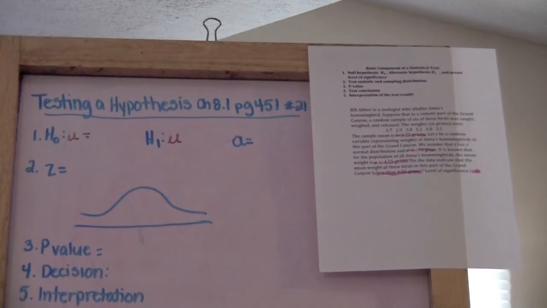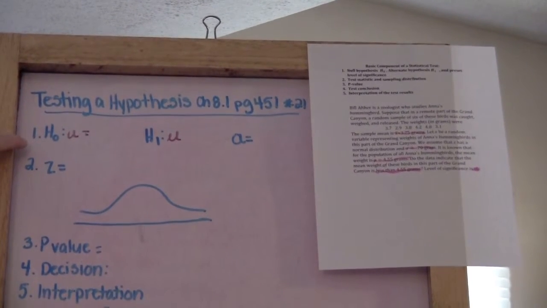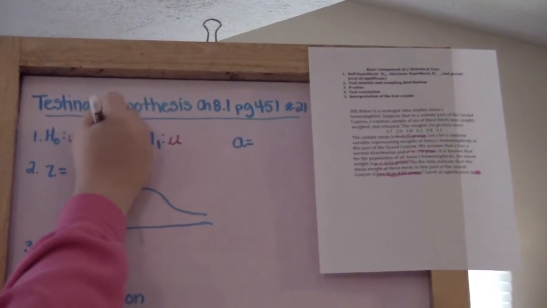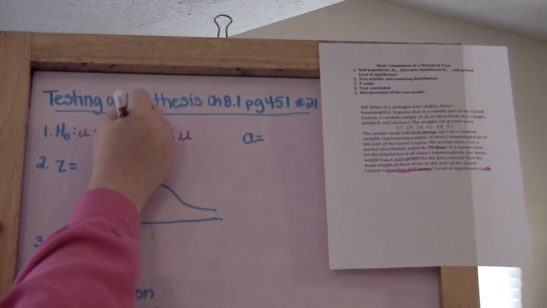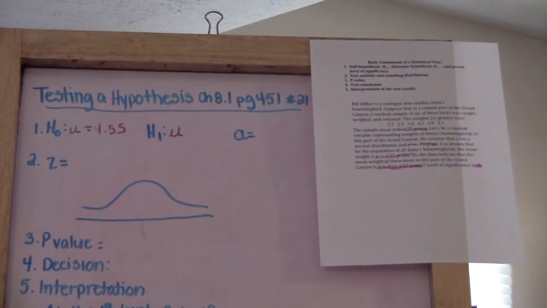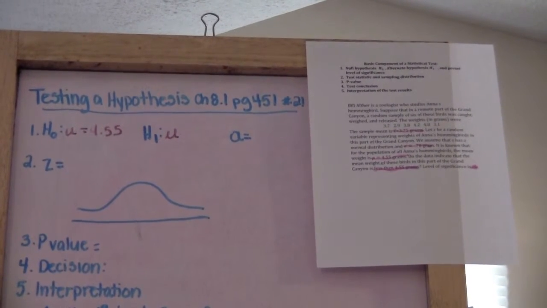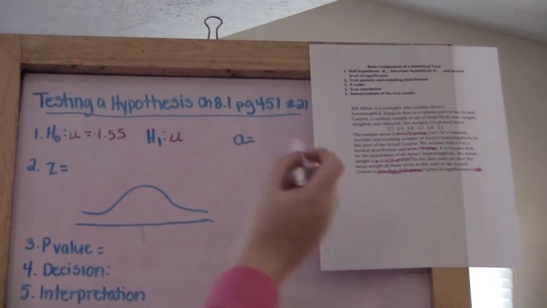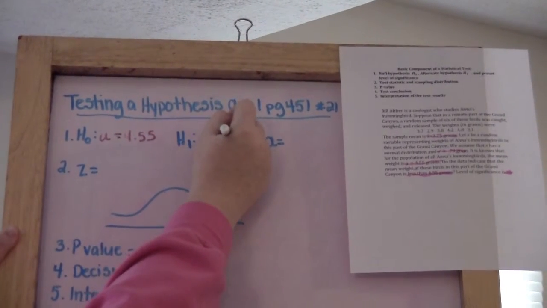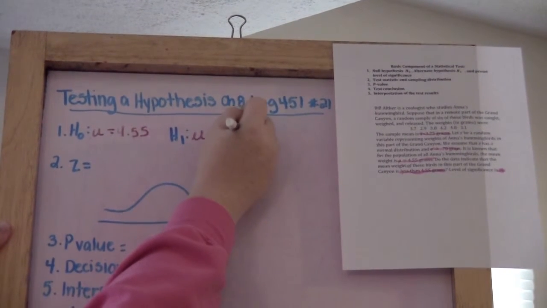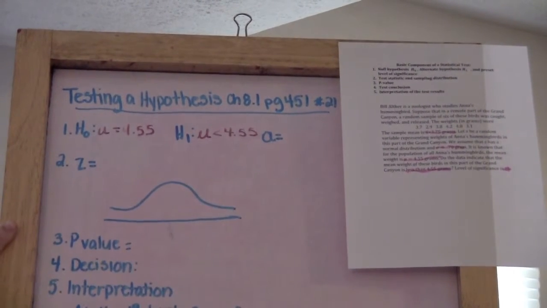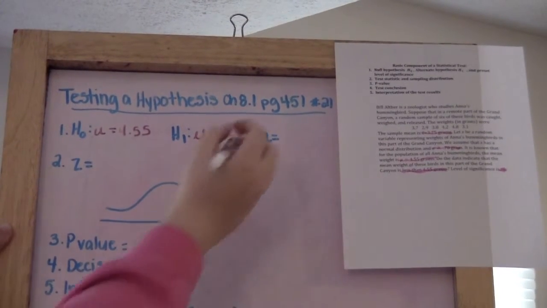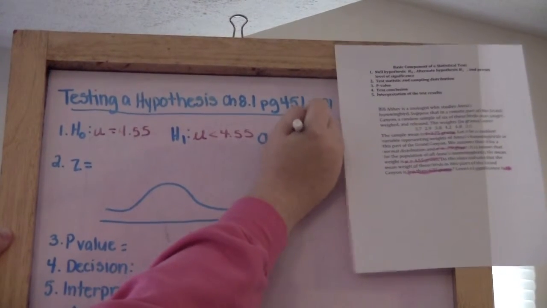Now that we have all those, we can plug them in. Your hypothesis is dealing with your mu. So mu equals 4.55. The alternate hypothesis, we wanted to see if the mean weight is less than 4.55, so we're going to say mu is less than 4.55 grams. And our level of significance is 1%, so we'll turn that into a decimal, and we'll get 0.01.